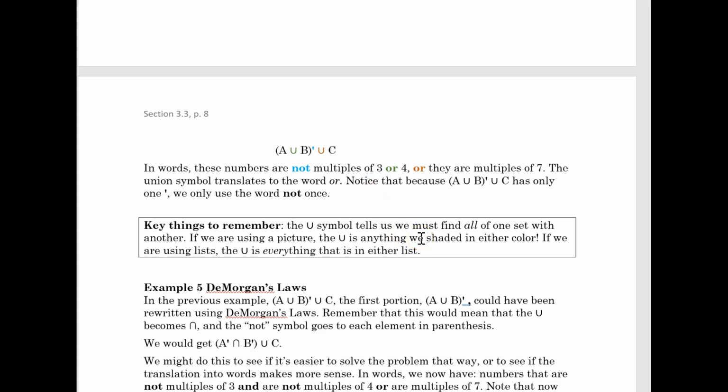And the key thing to remember is really that the union symbol tells us that we have to find all of something with all of something else. All right, in the next and last video, we're going to look at De Morgan's laws with this example here and one more example.